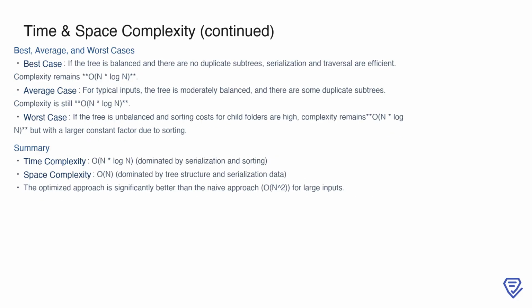To summarize the best, average, and worst case scenarios, in the best case, the tree is balanced, and there are no duplicate subtrees, making serialization and traversal straightforward. The complexity remains O(n log n).